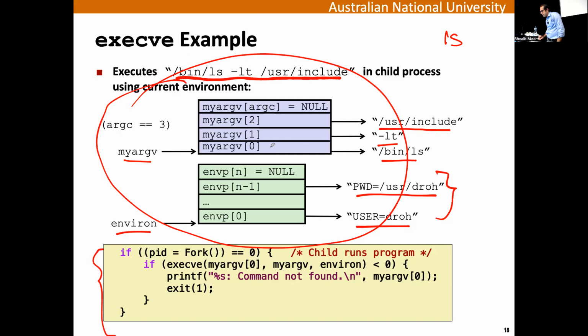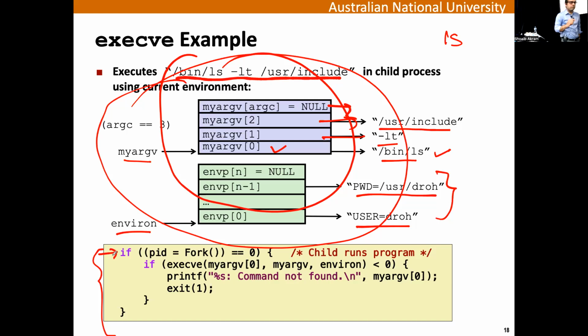So the first argument is always the program that you want to run. So that is ls here. And then the second argument is lt. The third argument is this. And then there is null. And once we set up all these arrays, we first do a fork.